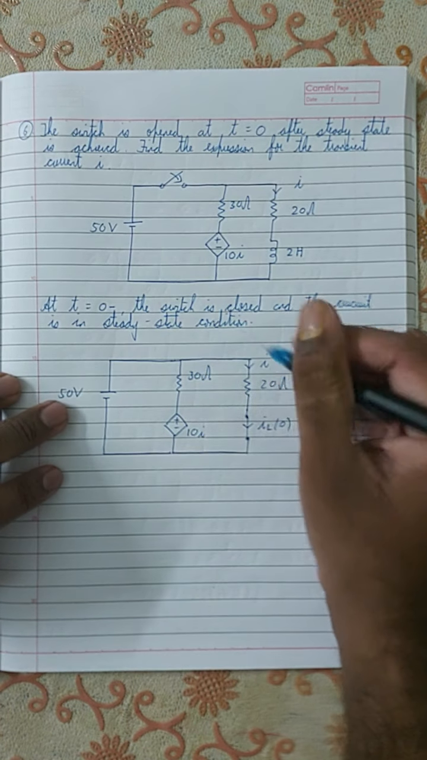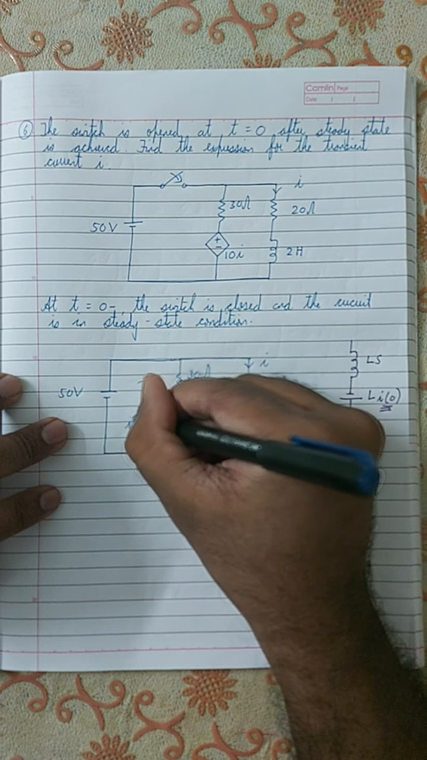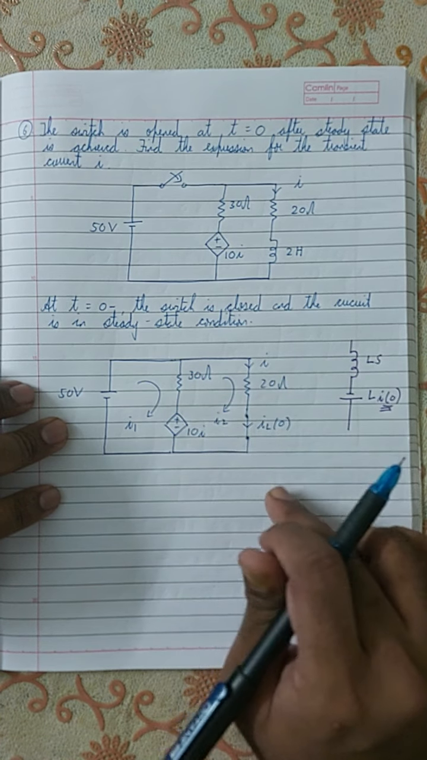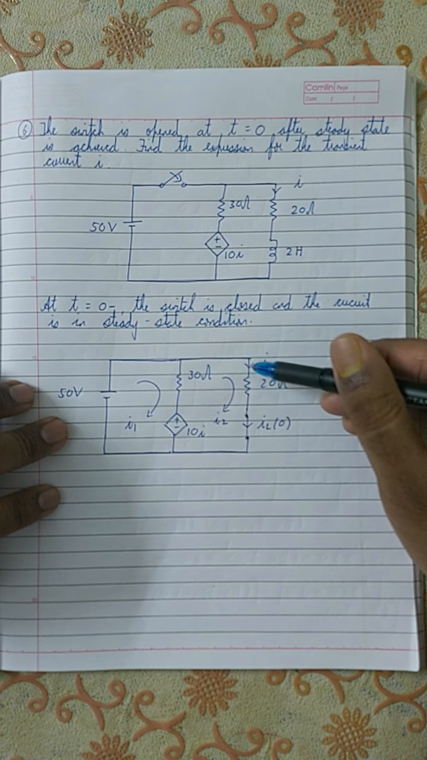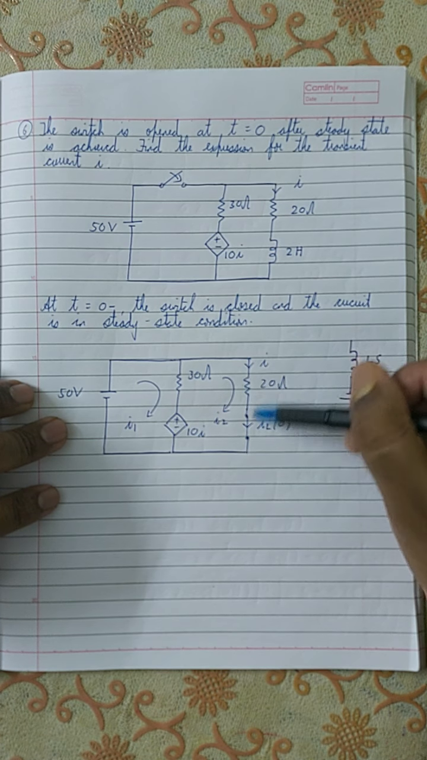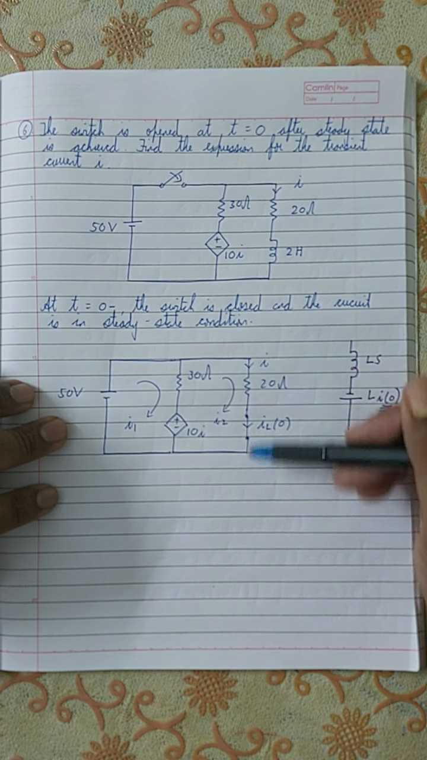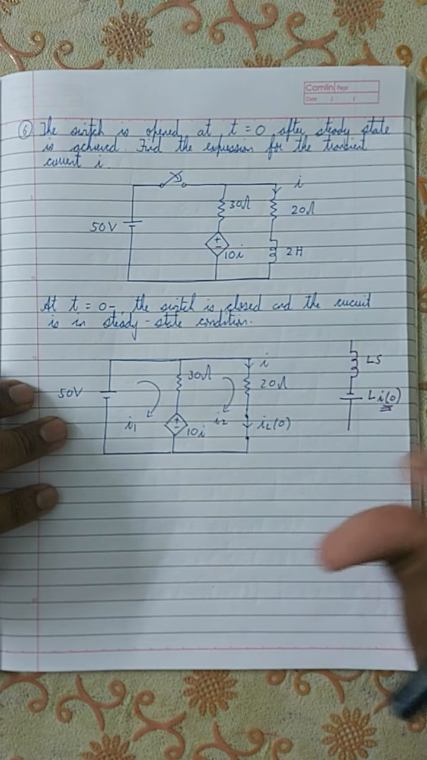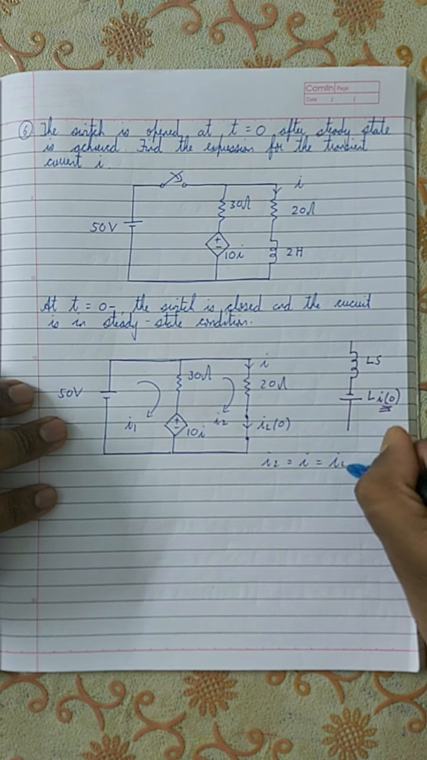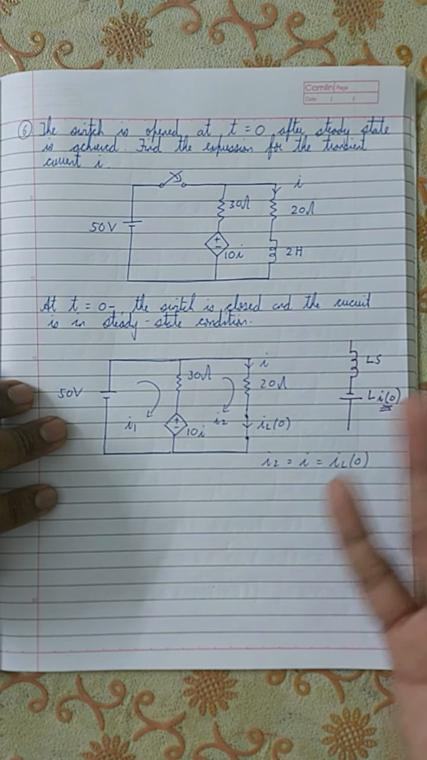Here one interesting thing is that we will use Kirchhoff's voltage law, mesh analysis. Let this be I1, let this be I2. The current through this branch is I, the current through this branch is also I2, and the current through the inductor is IL of 0. All three are the same current, which means I2 is equal to I is equal to the initial current across the inductor. All of them have the same value, so it becomes very easy.